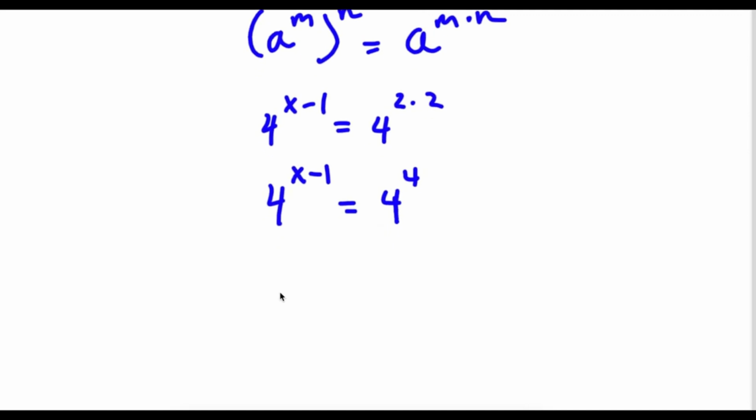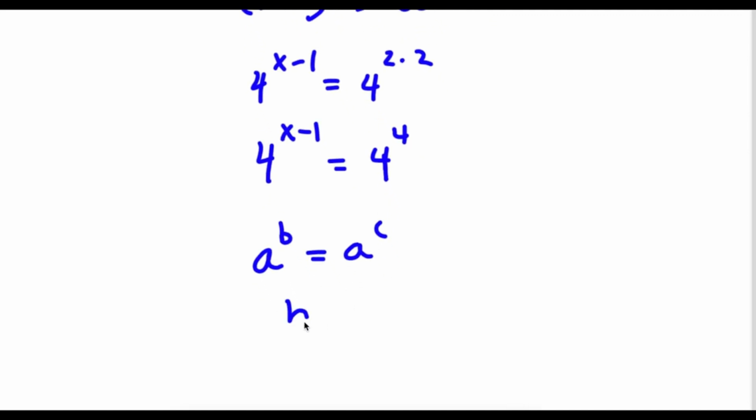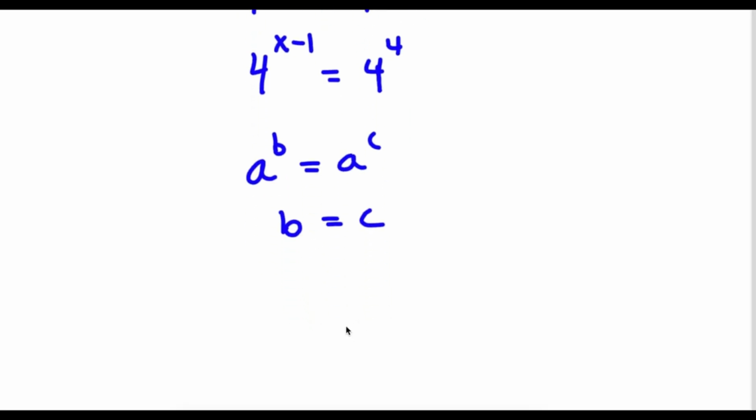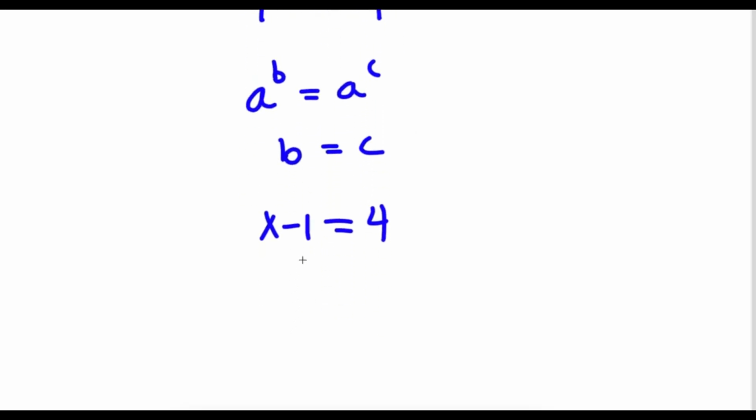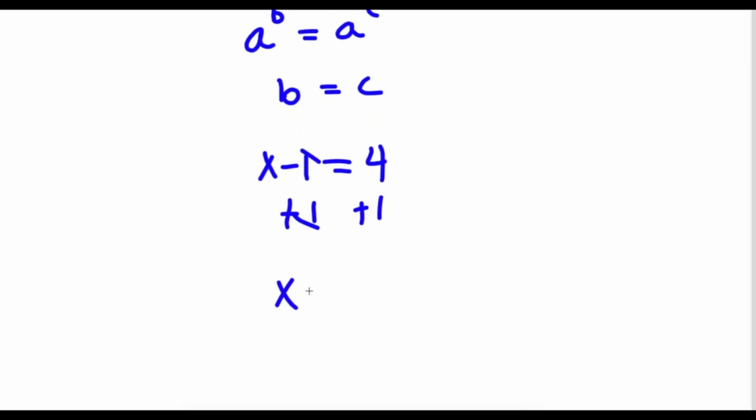Now, if I have something in the form a to the power of b is equal to a to the power of c, then this means that b is equal to c. So in this case, x minus 1 is equal to 4. So now I have a simple equation. All I have to do is add 1 on both sides. These two cancel out. I'll be left with x is equal to 4 plus 1 is 5.